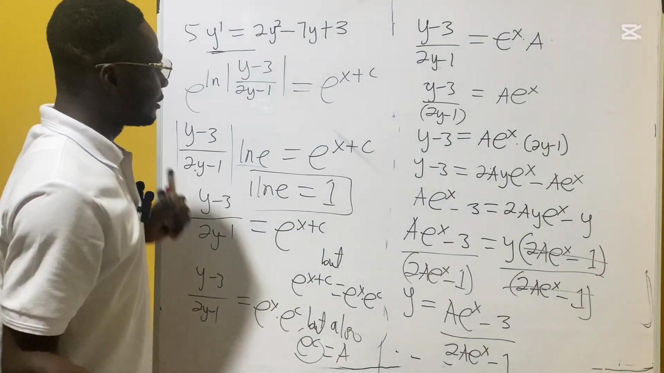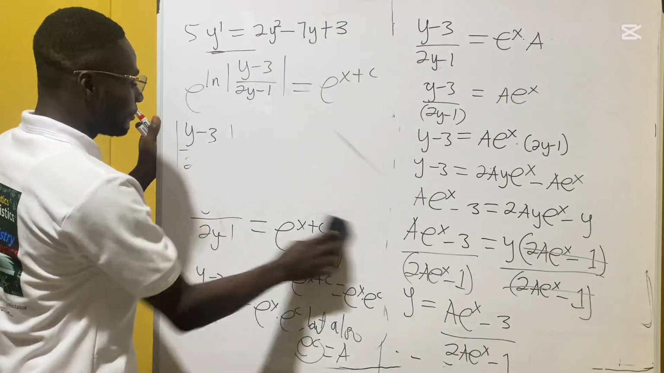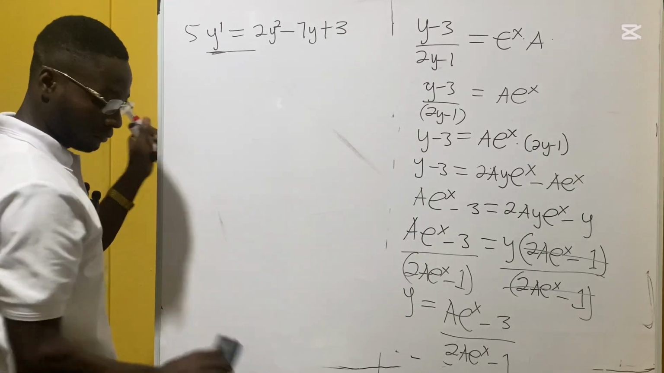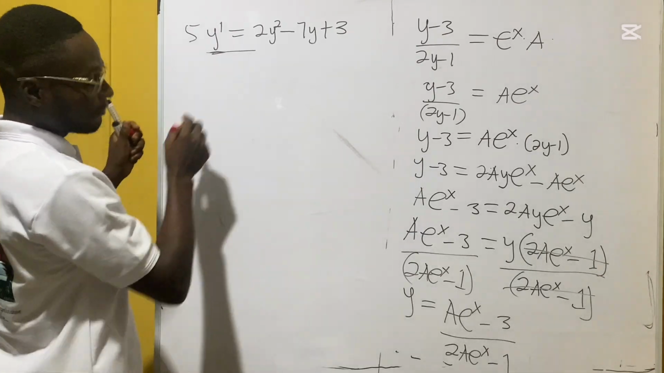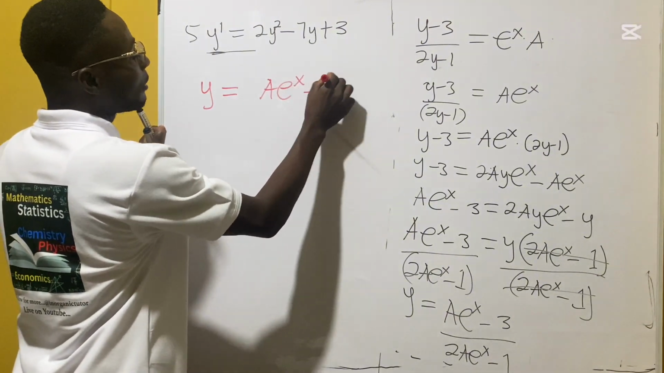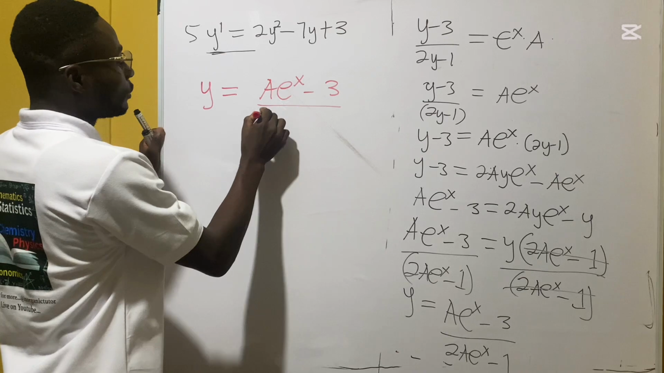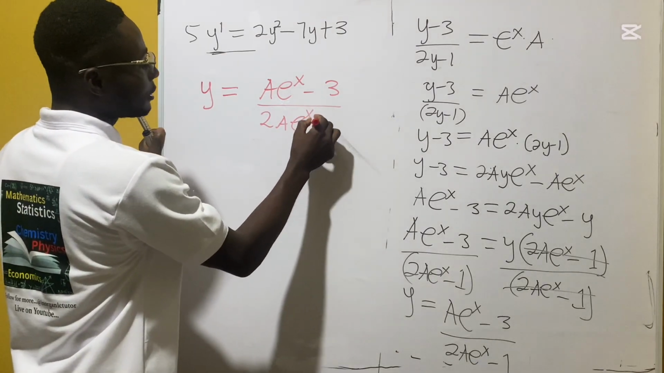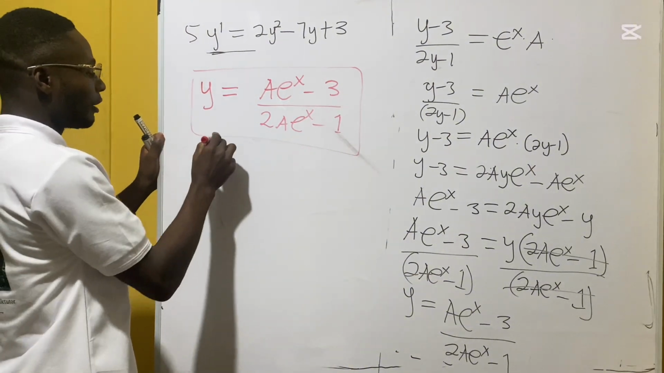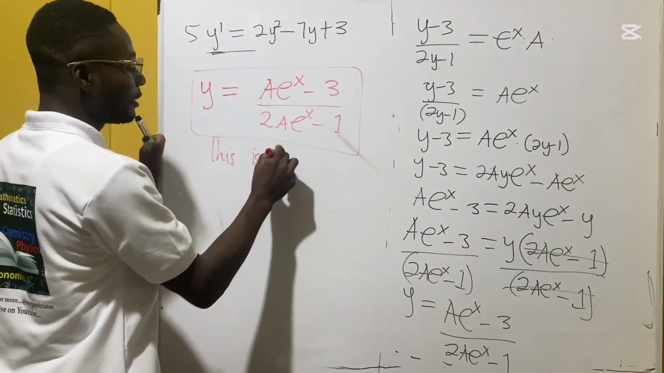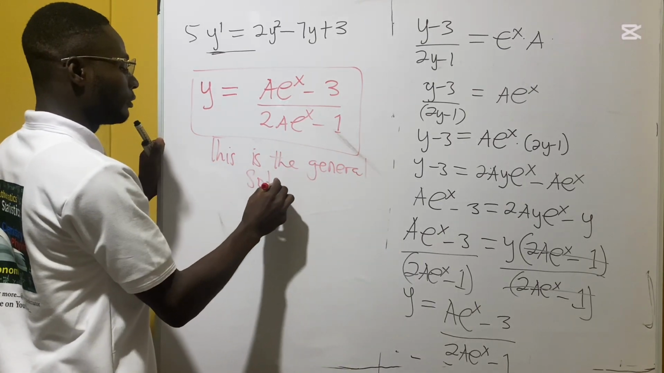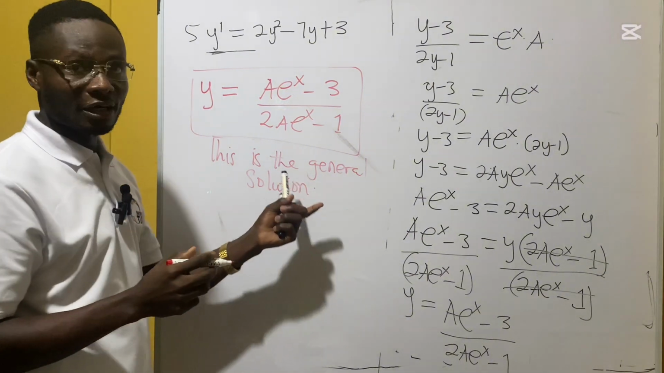Right, so let me write the general solution clearly up here for you. So we can have finally y equals a e power x minus 3 on 2a e power x minus 1. So this becomes our general solution. This is the general solution, right? So this is our general solution.